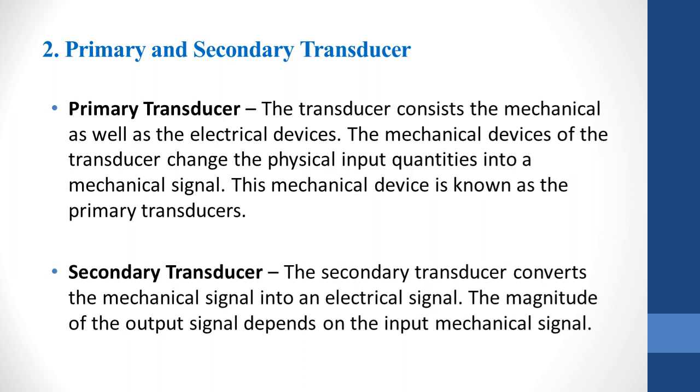Next one, secondary transducer. The secondary transducer converts the mechanical signal into electrical signal. The magnitude of the output signal depends on the input mechanical signal. So, from that we can know the primary transducer's output is given to the secondary transducer as an input. For example, the mechanical displacement may be converted into electrical signal. The output of a primary transducer is a mechanical signal and the output of the secondary transducer is an electrical signal.